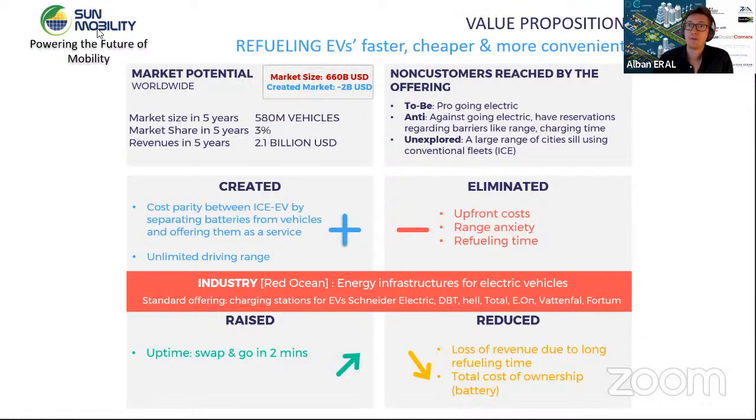And the consequence, in terms of investment for the customer, is that they create this cost parity between electric vehicles and classical thermal vehicles, because of separating the batteries from the vehicle and offering the battery just as a service. So the fleet manager will pay only for the energy, the electricity put in the battery, like you refuel, but not for the battery itself. It's a very clever and very simple idea, and they also raise uptime. They also create this unlimited driving range, as I said.